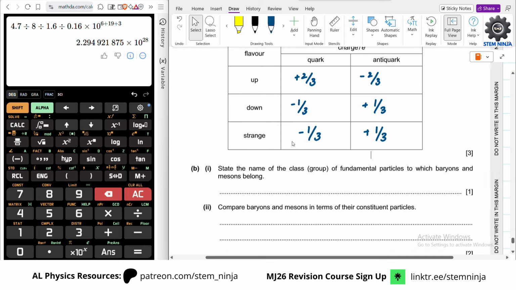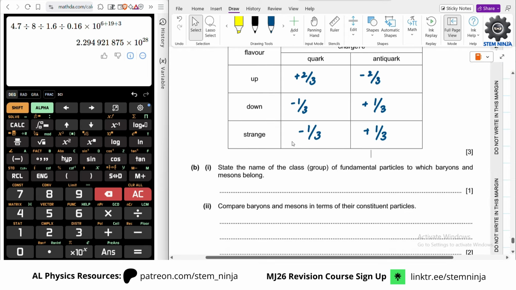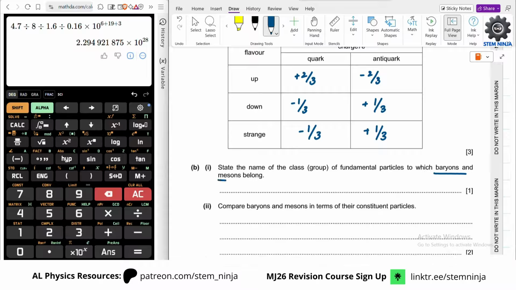Right. State the name of the class or group of fundamental particles to which baryons and mesons belong. Hadrons. It's basically not the fundamental particles themselves, but the hadrons are built on top of quarks.